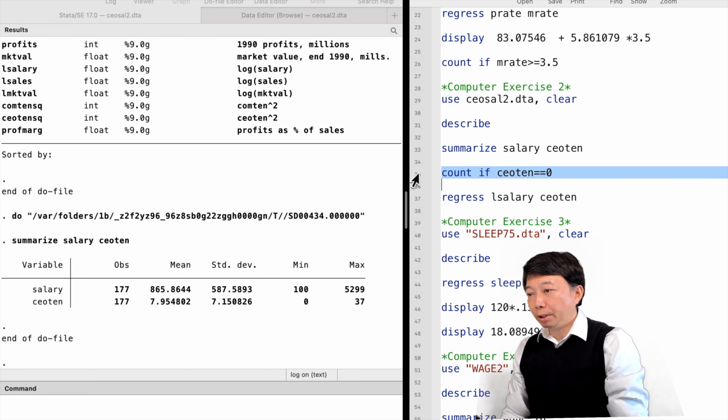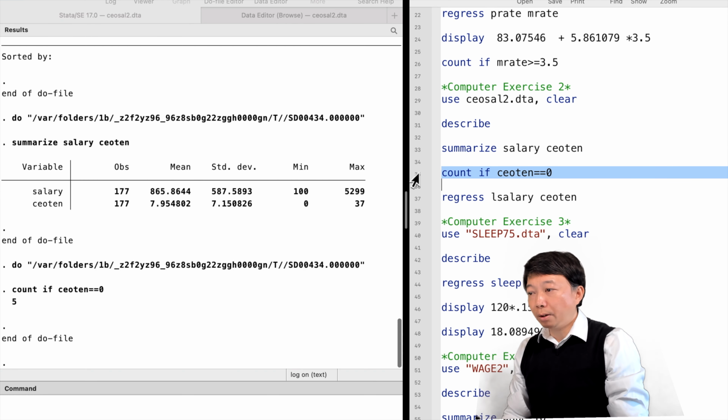For the second question, the number of CEOs in their first year as CEO is 5. The longest tenure is 37 years.